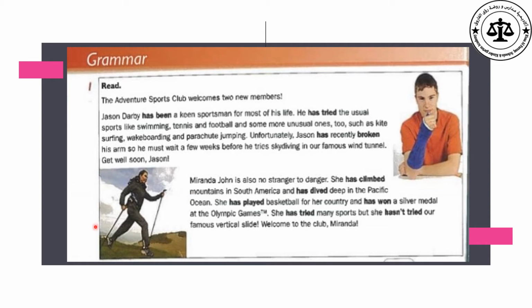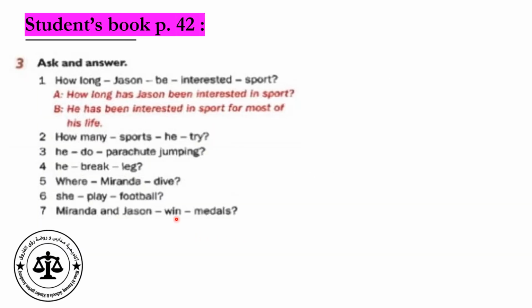Now, let's answer question number 3 according to these two paragraphs. In this question, we want to make questions and answers according to the paragraphs that we read. Ask and answer. Number 1, we have: how long, Jason, be interested, sport. The question is: how long has Jason been interested in sport? The answer: he has been interested in sport for most of his life.